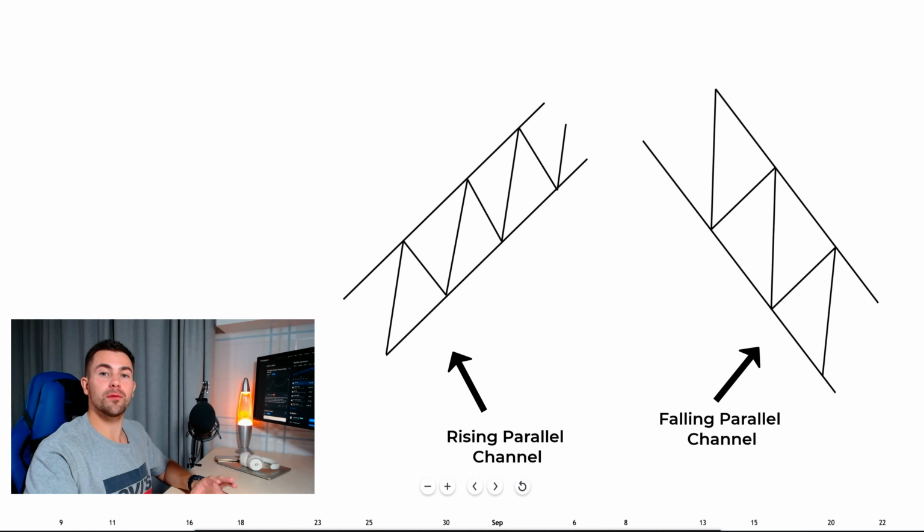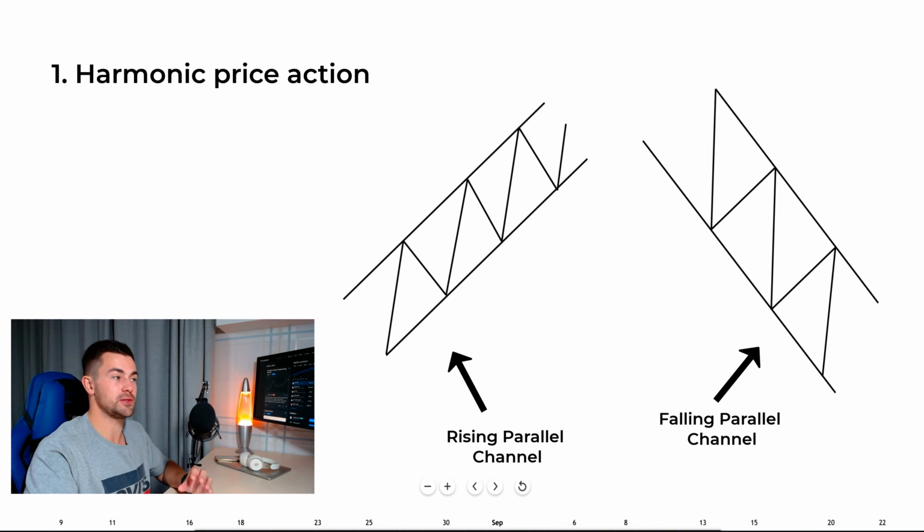The first type of a channel is a parallel channel. Within the parallel channel, the market is following two parallel trend lines. And what is important for you to note about the parallel channel is the fact that most of the time the market is very harmonic within the channel. By harmonic, I mean that the legs of a move within the channel are almost equal.